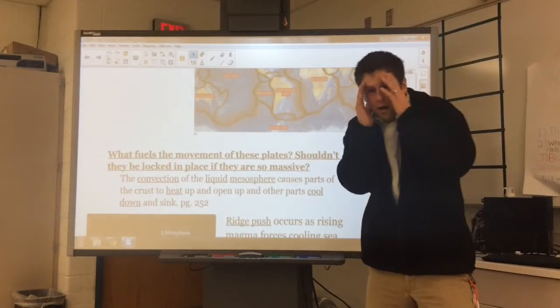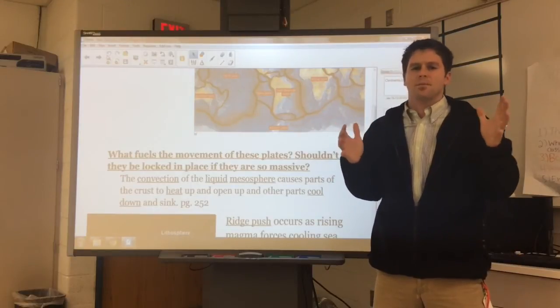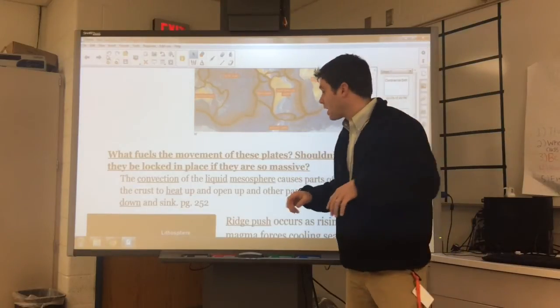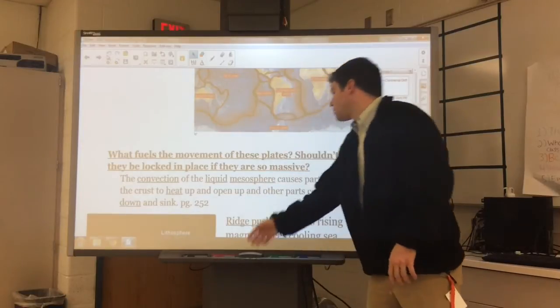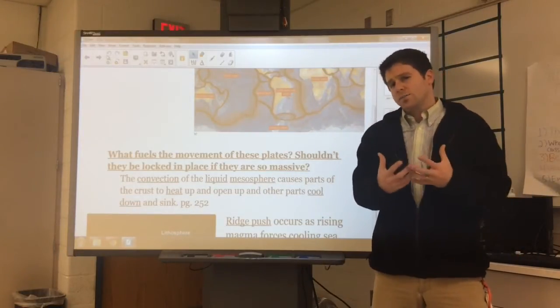Because we thought these are so massive, they have to be just sitting in place. Right? They can't be moving. Well, we figured out that they are. Right? The convection of the liquid mesosphere causes the parts of the crust to move. We've talked about this.